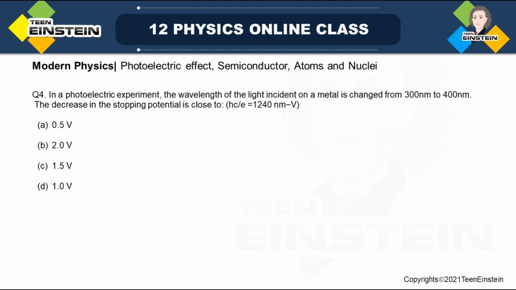Now, let us move on to the next question. This is also again a very interesting problem. To solve it, this question states that in a photoelectric experiment, the wavelength of light incident on a metal is changed from 300 nanometer to 400 nanometer. So in a photoelectric experiment, the wavelength of the light incident on a metal is changed from this to this. The decrease in stopping potential is close to what among these? Okay.